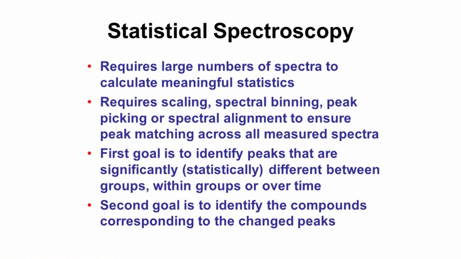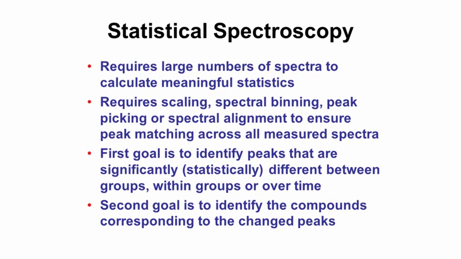So what's central to statistical spectroscopy is you need lots of spectra because you need lots of numbers to perform statistics. So you can't do statistical spectroscopy on one spectrum or 2 or even 10. You generally need to do at least 30 or 40 and generally more. In order to do good statistics with anything, and especially with spectra, you have to be careful about scaling and adjusting the spectra. You have to bin the spectra often or peak pick the spectra, and you have to align the spectra to be sure that you're aligning peaks to peaks or X and Y coordinates to X and Y coordinates.